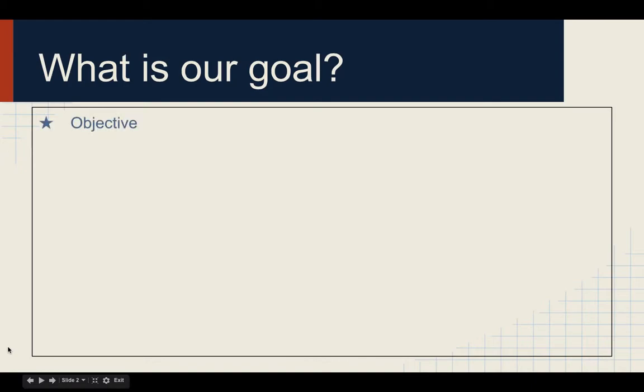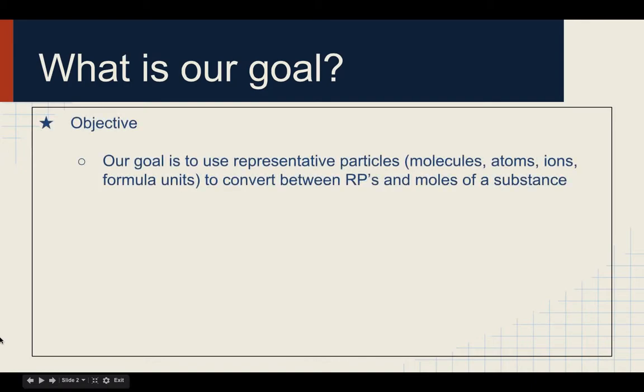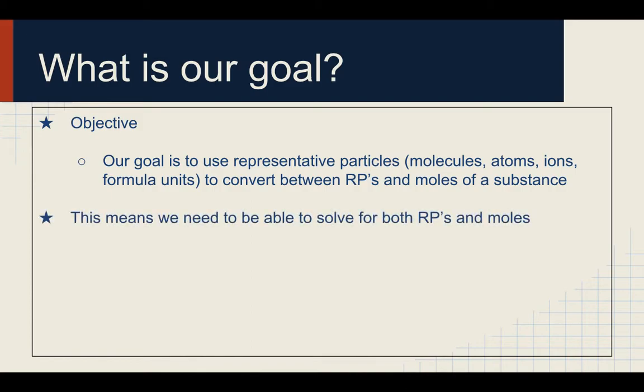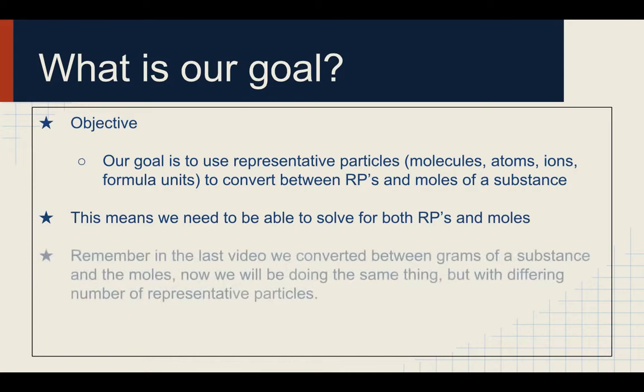So, what is our goal today? Well, our objective today is to use the representative particles, which are molecules, atoms, ions, formula units, or units of formula, to convert between these representative particles and moles of a substance. This means we need to be able to solve for both the representative particles and the moles. Now, if you remember in the last video, we converted between grams of a substance and the moles. Now, we're going to be doing the exact same thing, but with differing numbers of representative particles.